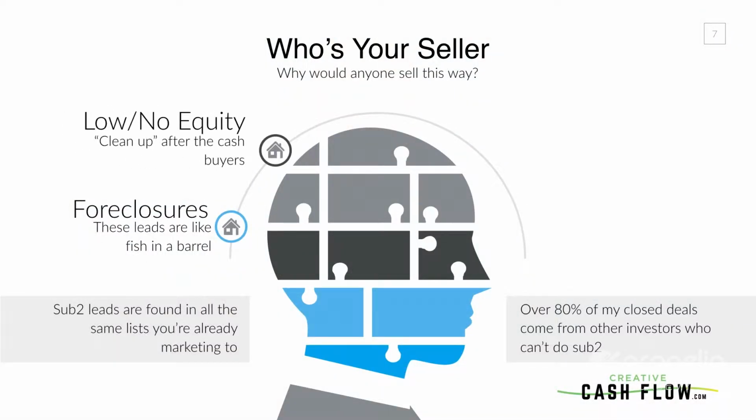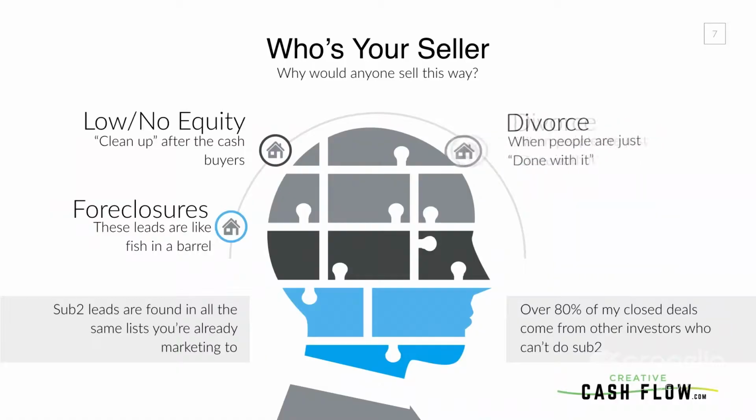Low to no equity, being able to come in and clean up after other investors. That's another great lead source for you in the subject to world because, again, we can do higher LTVs. I can buy a house at 90, I can buy a house at 100% of value and still turn huge profits off of it because of knowing how to do subject to in these different strategies.